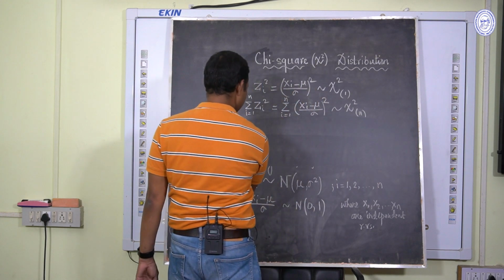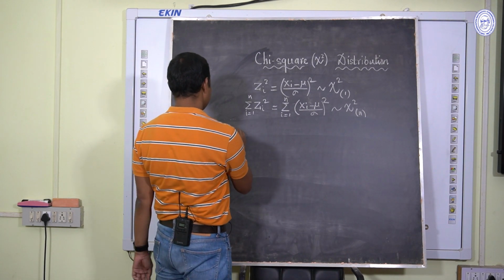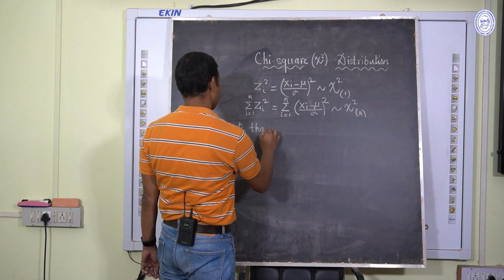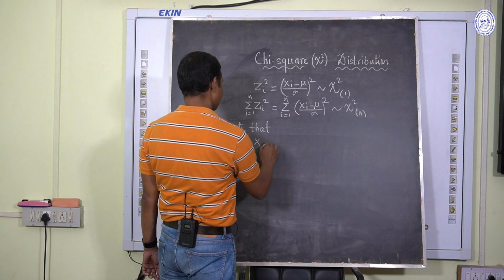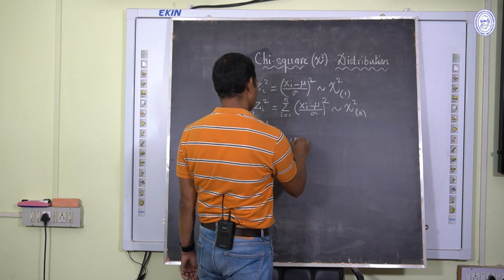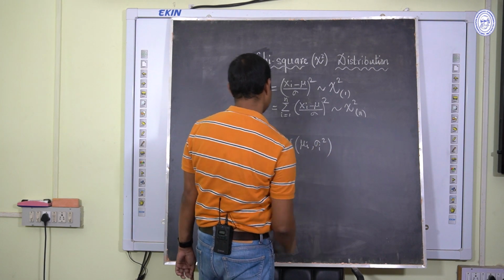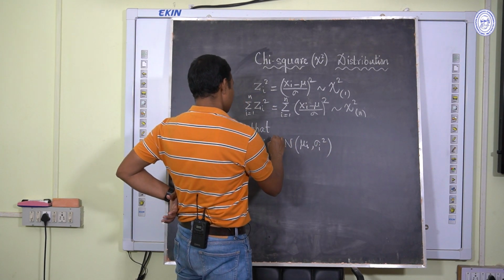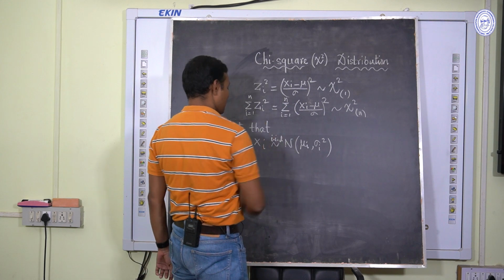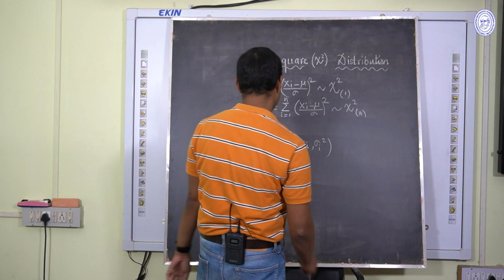Also, note that if xi follows normal distribution with mean mu i and variance sigma i square, that is xi follows IID normal (mu i, sigma i square). IID means independently and identically distributed variables.